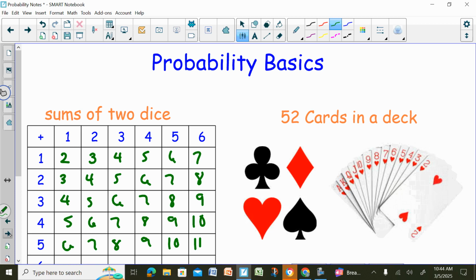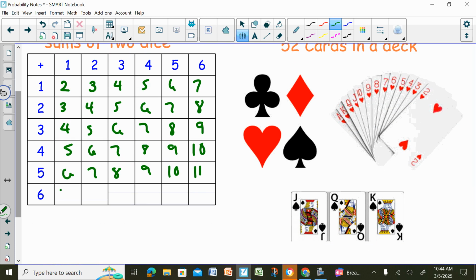And take a second to fill out this chart because it might come in handy later on, either in homework, tests and quizzes, or I think in the notes I do reference it. All right, quick little lesson on cards.